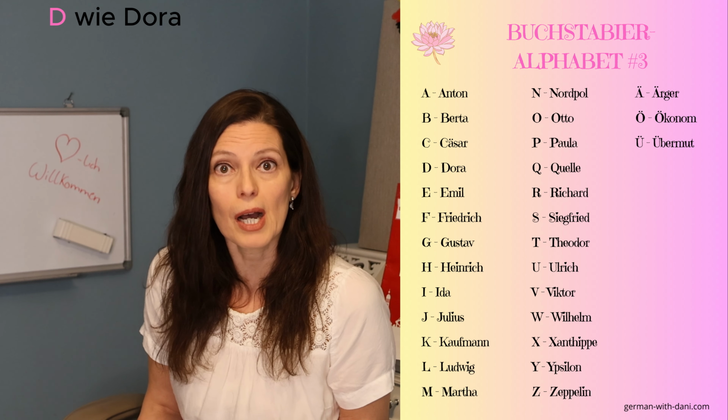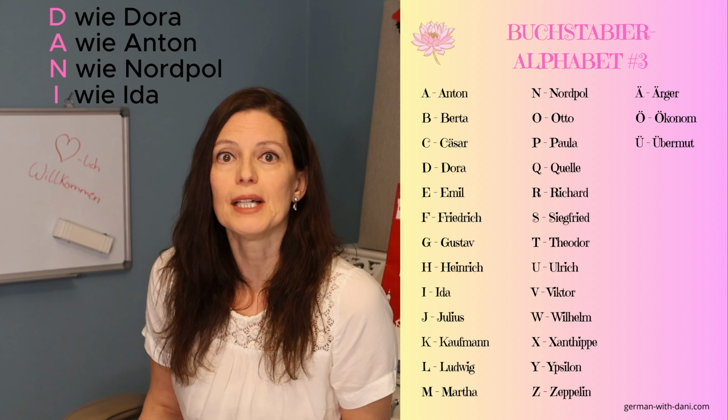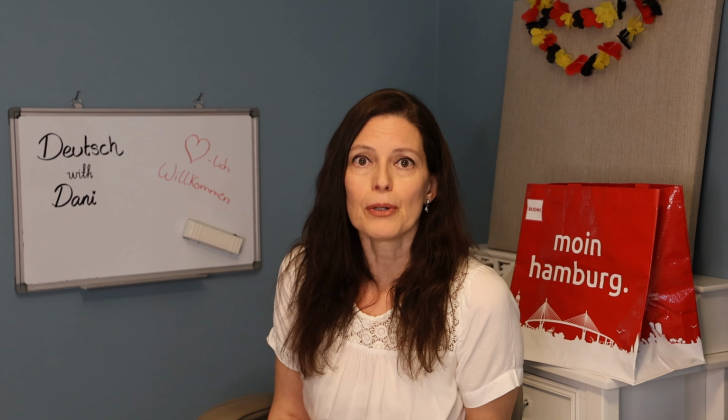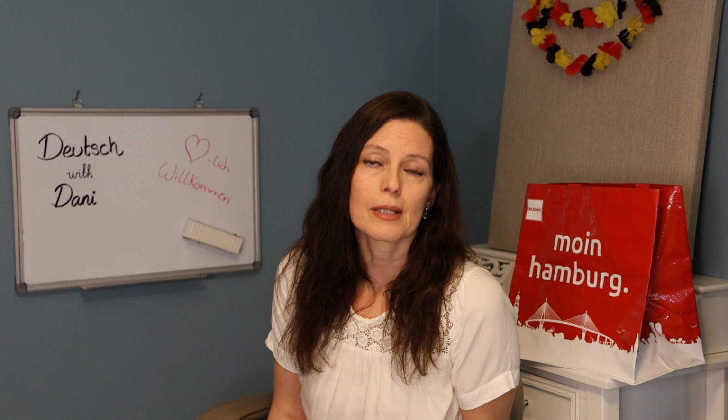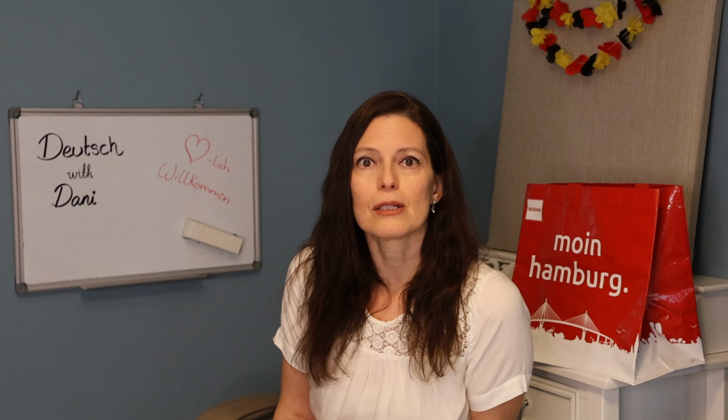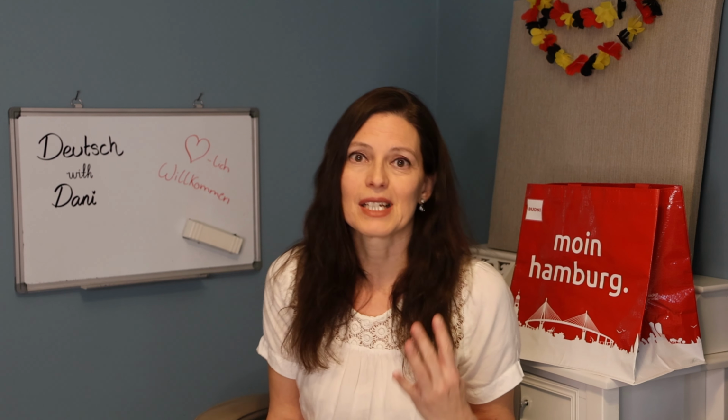So you can use this one, and then you say D wie Dora, A wie Anton, N wie Nordpol, I wie Ida. And then there are 4 more letters that are not in the alphabet. The German alphabet has 26 letters, but we have a few letters, or it's 4 different letters, that are actually a combination of 2 letters. The first one is Ä. So this is actually a combination of A and I.